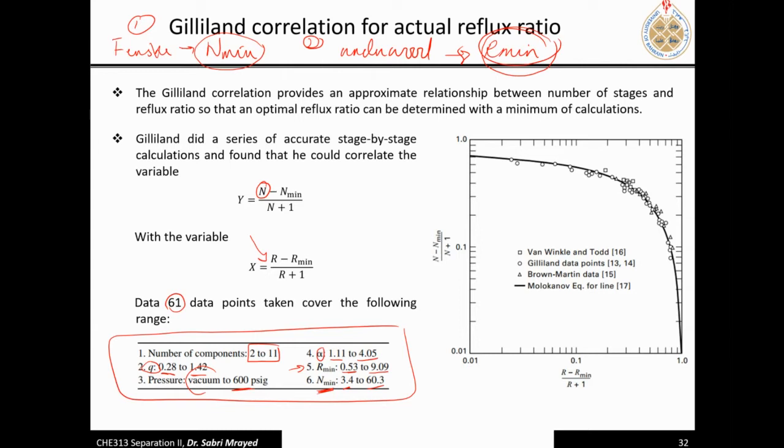So if you're going to determine the number of stages, your reflux ratio, minimum reflux ratio, and minimum number of stages should be within these ranges here.